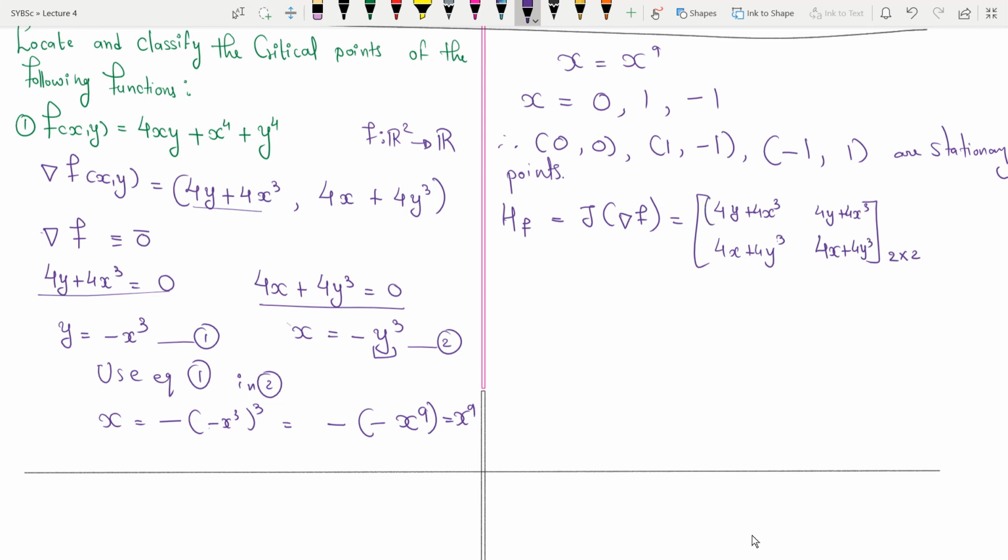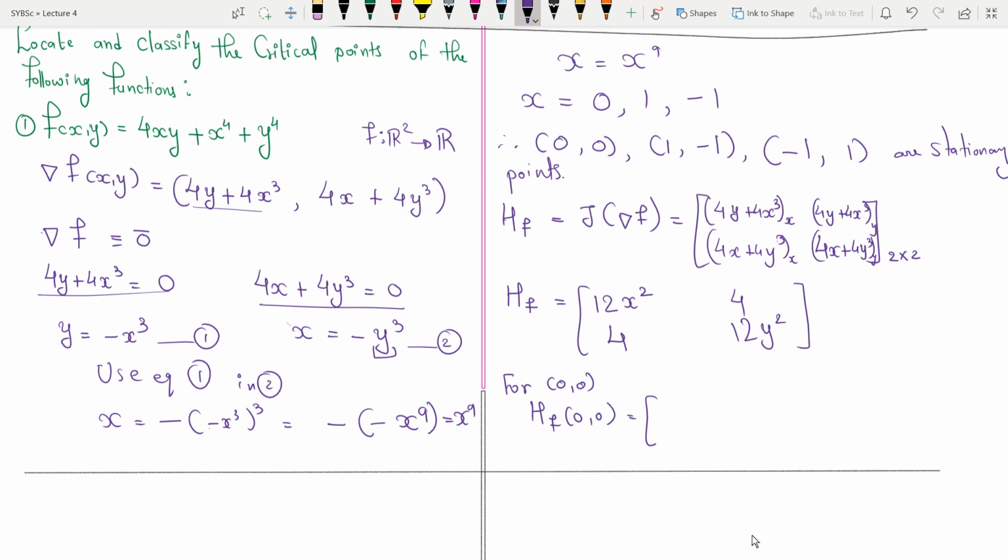Now in the first column I will differentiate with respect to x, in the second I will differentiate with respect to y. If I differentiate the first entry with respect to x, it will become 12x square. If I differentiate it with respect to y, it will become 4. This is again 4. If I differentiate the last one with respect to y, it becomes 12y square. First of all I am supposed to find this for 0 comma 0. So for 0 comma 0, my Hf at 0 comma 0 will be the same as what?